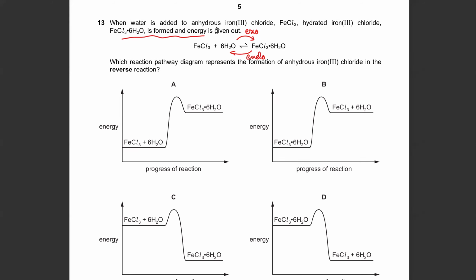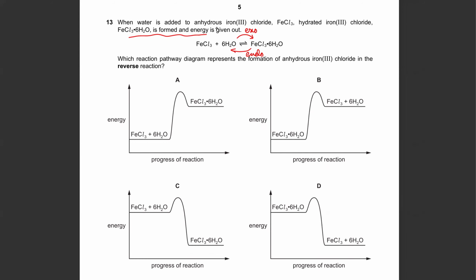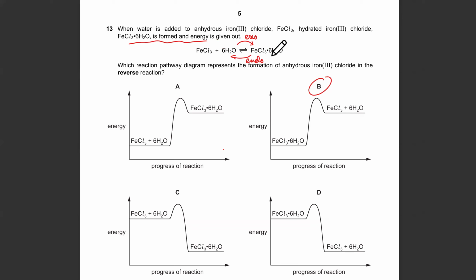Which reaction pathway diagram shows the formation of anhydrous iron chloride in the reverse reaction? It's either A or B, because it cannot be C or D. But it's going to be endothermic, right? So it's A or B. And it will be B, because he's talking about anhydrous iron chloride. So that's without water. This is with water. He's talking about the reverse reaction, right? And the reverse is endothermic.